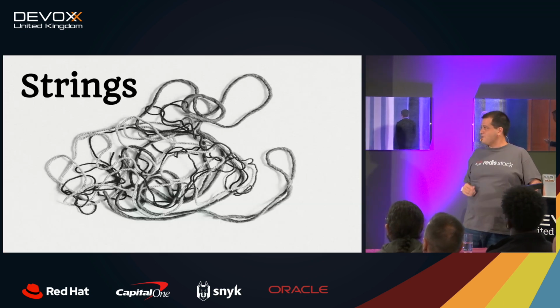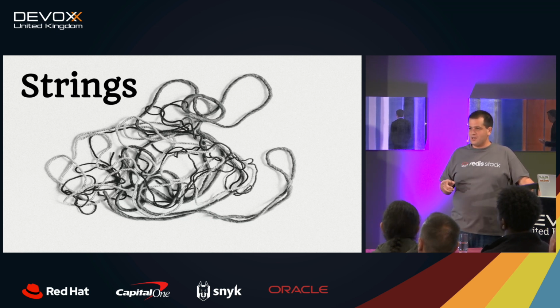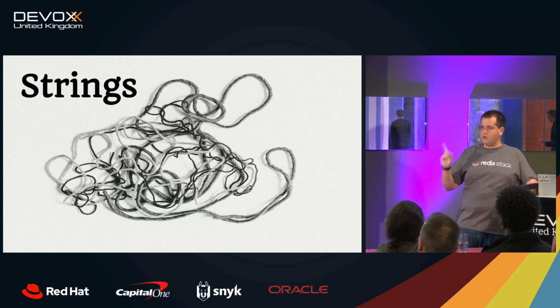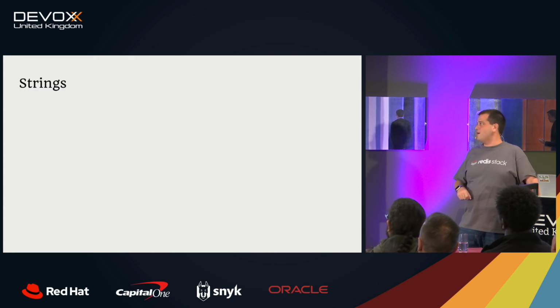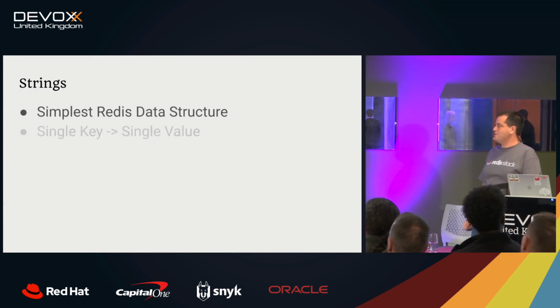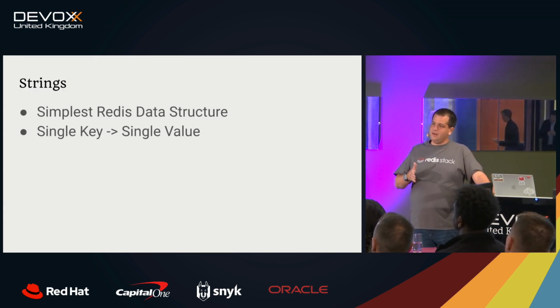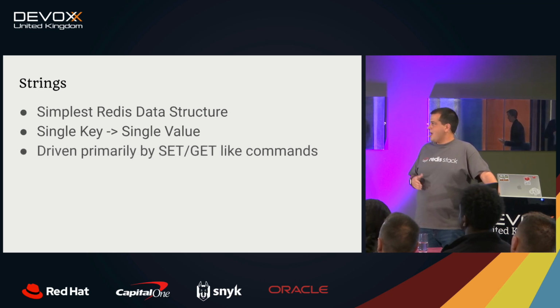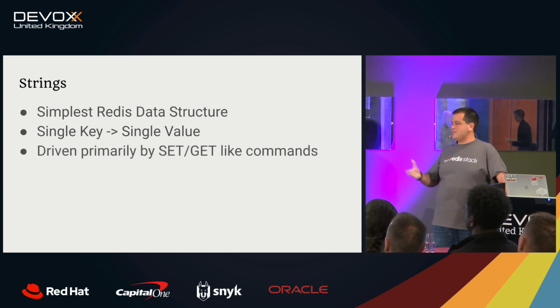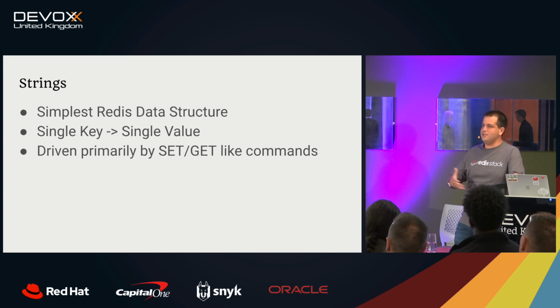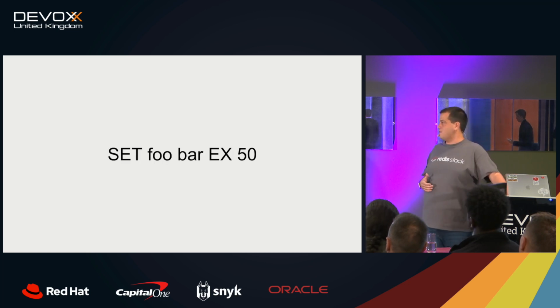So getting into some of the Redis data structures now. Strings, for those of you who raised your hand who had used Redis as a cache, this is the one that you know. They are the simplest Redis data structure. They're a single key mapping to a single value, and they are driven primarily by sets and gets. And you could do appends and increments and all kinds of other things.